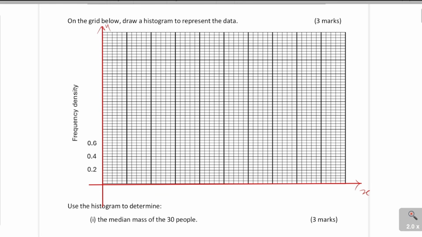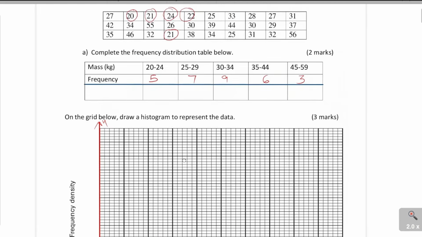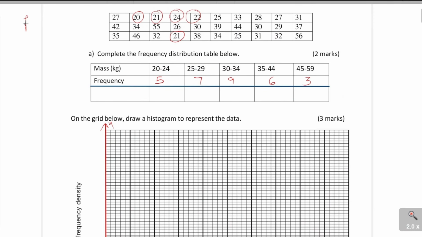You need to get the frequency density. How do you get the frequency density? Frequency density is given by the frequency divided by the class width. So what is the class width here? How do you get the class width? For example, 20 to 24, you get the difference of the boundary. So the upper boundary, that is 24.5, subtract 19.5. That is the class width. That is how you get the class width.